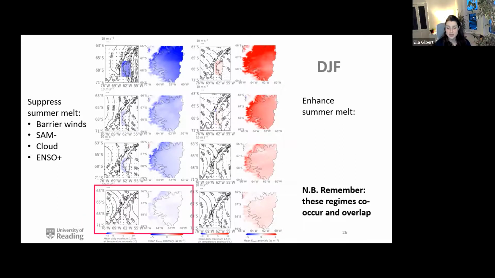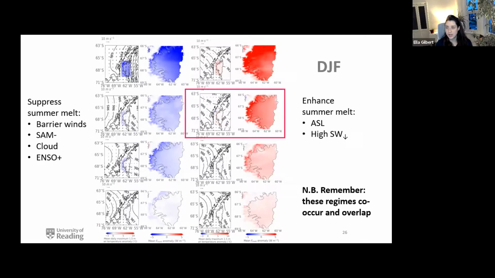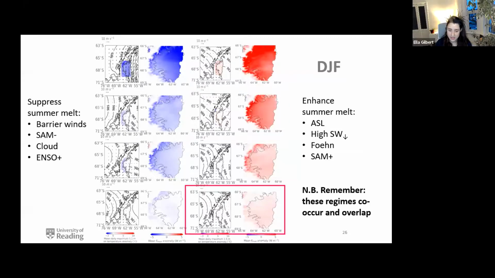And those that enhance melting are a deep Amundsen Sea Low, sunny conditions, Foehn conditions, and then positive SAM conditions. And remember, all of these overlap and co-occur, so you can see how these are all influencing each other. For example, the Amundsen Sea Low sets up conditions for Foehn to occur, also sunny conditions to occur. So it's almost like Foehn plus sunny equals ASL.